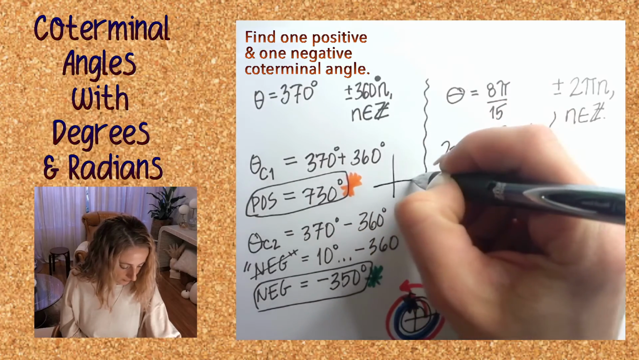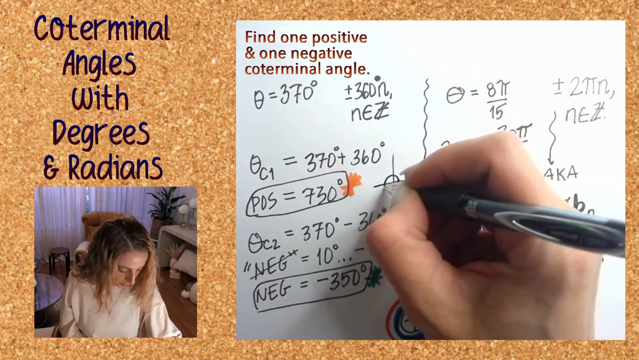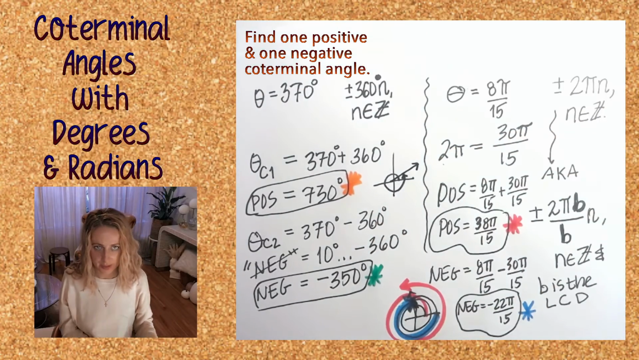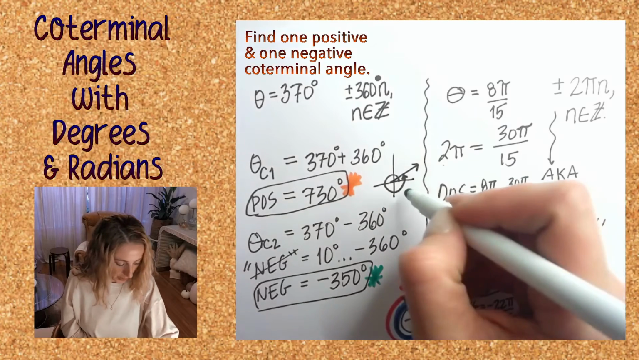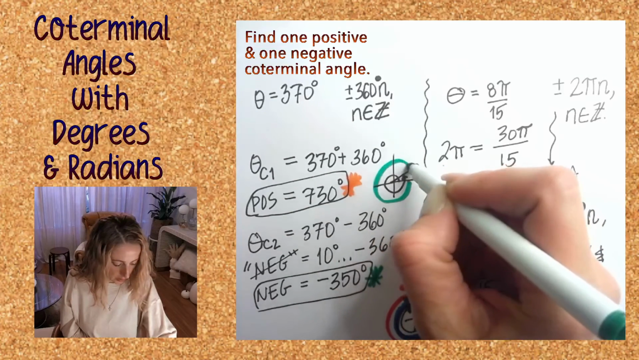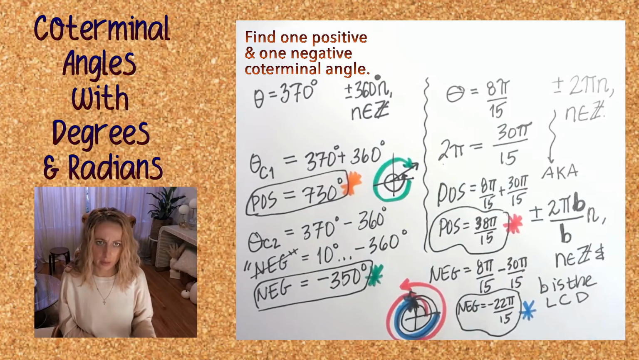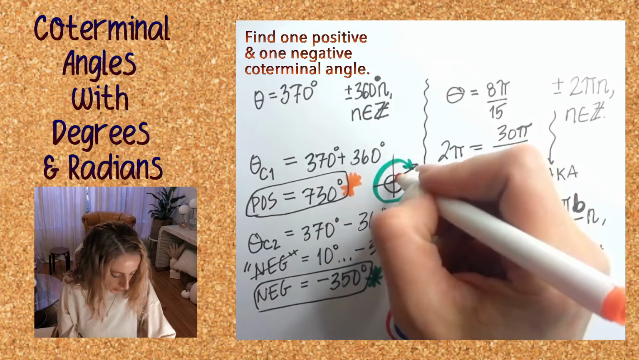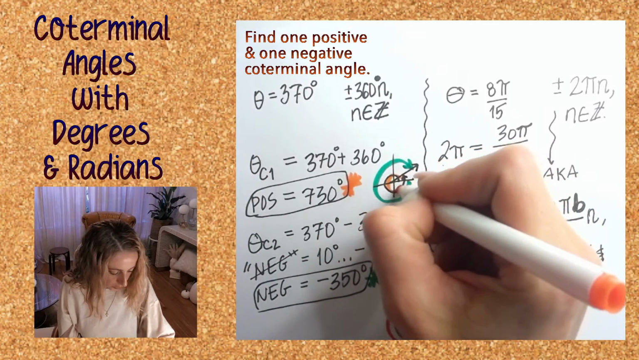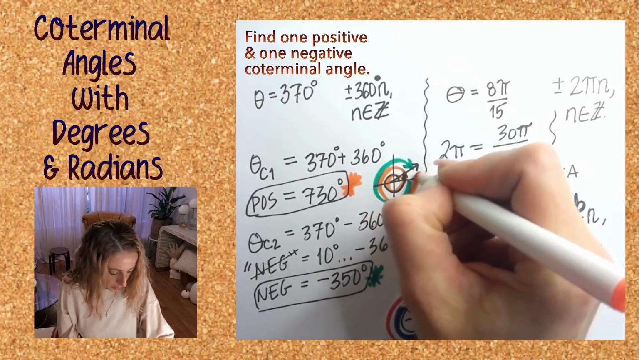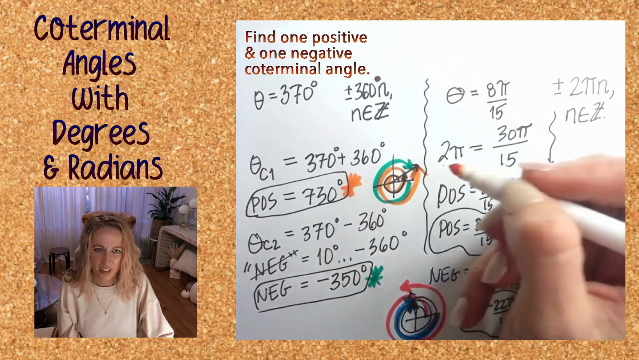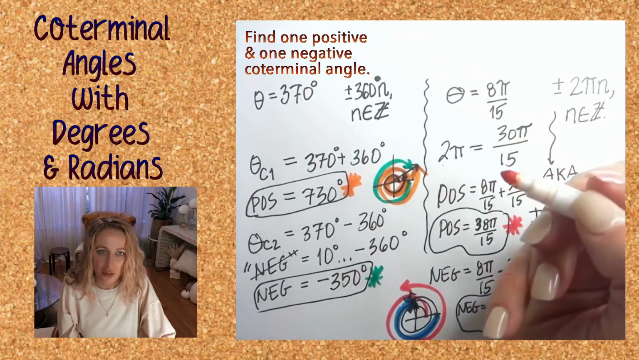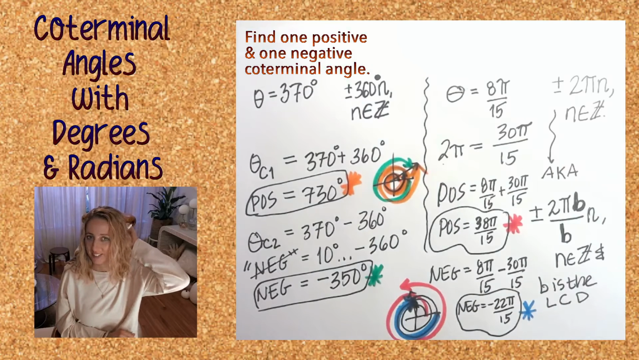So my angle is 370 to begin with. 370 is just a smidge past 360. My drawing's a bit dramatic. Negative 350 is that one right there. Okay, lands in the same place. And positive 730. One time around. Second time around. A little squished, but use your imagination, folks. Okay? Best I can do right now.